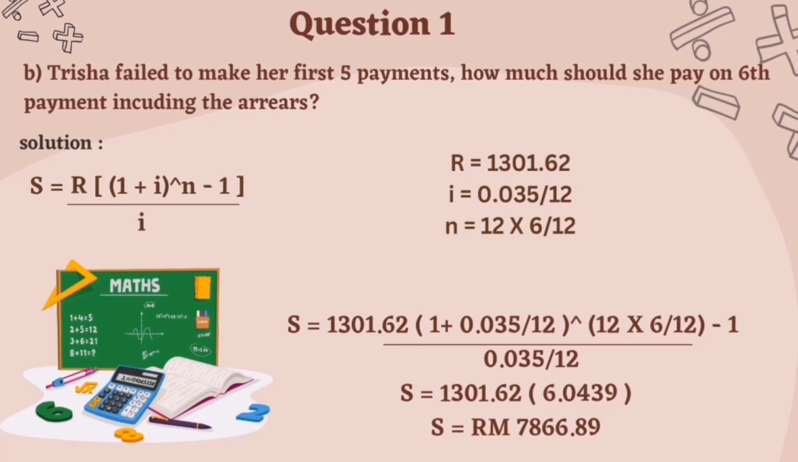Next, we insert all the information given into the formula. So, the answer for this question is 7,866 ringgit and 89 cents.